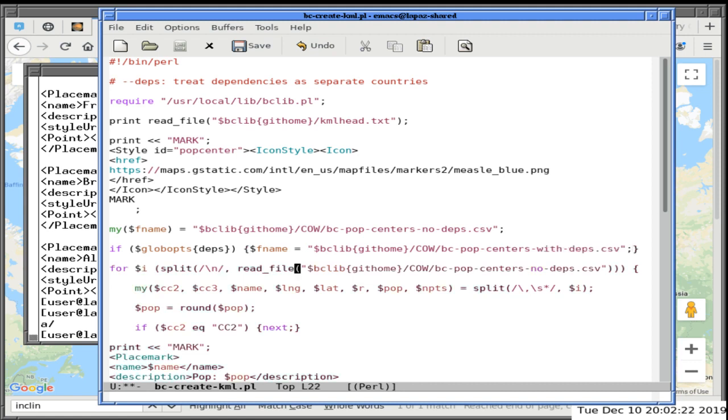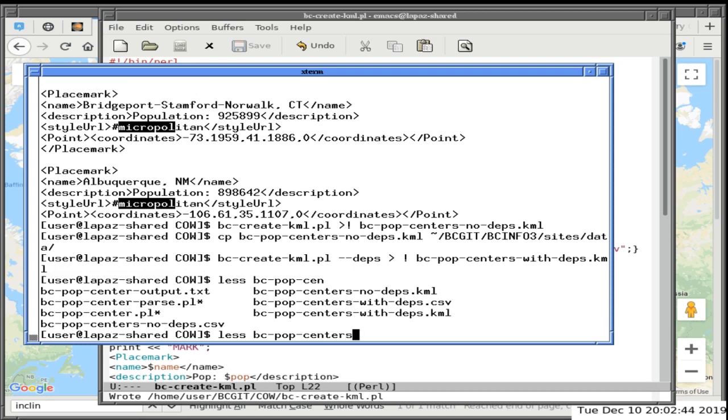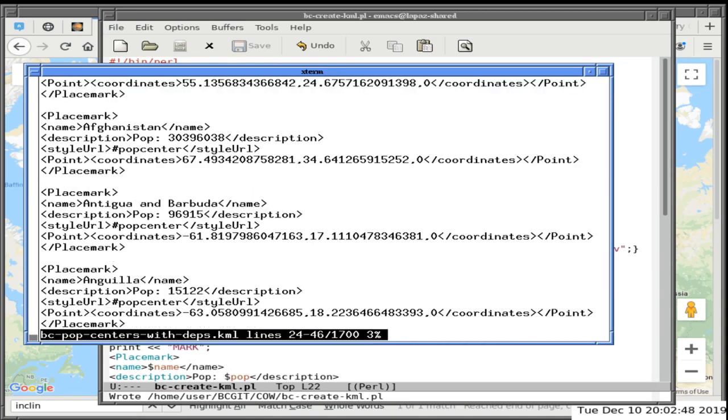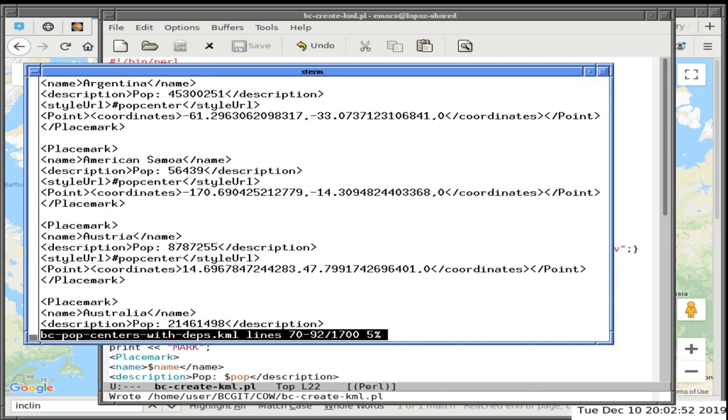So this would be read file fname. And I don't really care if it works with the old one. I mean, it should, but that's not what we care about here. So now, bc create pop centers with depths, minus minus depths. Let's make sure it actually did something. Booyah. And of course, most of these are going to be the same. There's nothing really surprising about that.